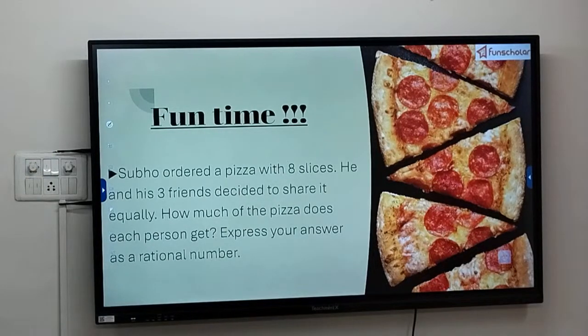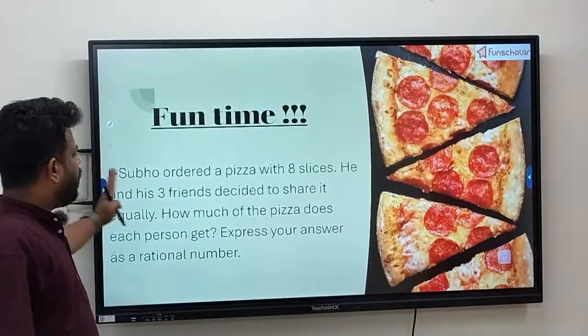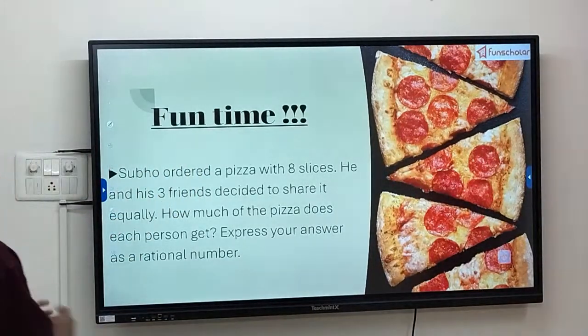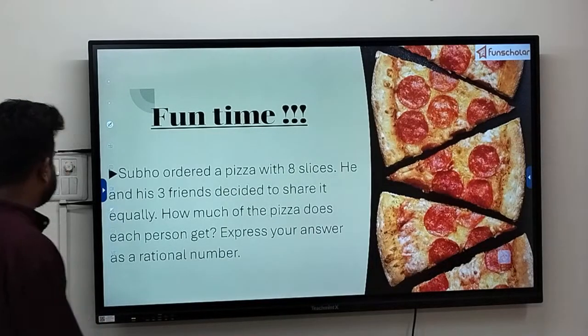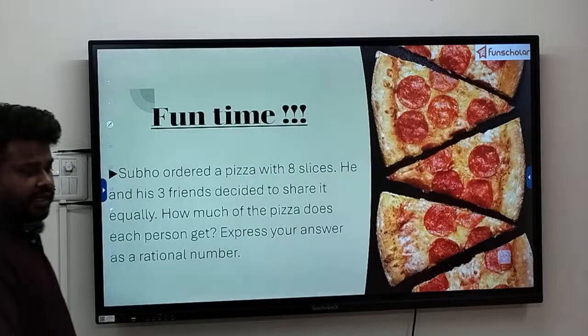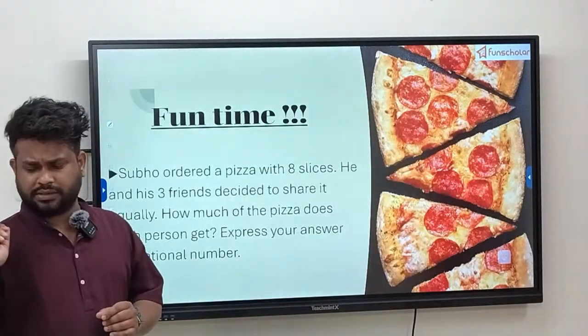Acha, it's fun time. Read the question or write it down, and keep it short. Don't need to write all the sentences. Shubho ordered a pizza with 8 slices. He and his 3 friends decided to share it equally. How much of the pizza does each person get? Express your answer as a rational number. Do it quickly. You don't need to write down the question, just write the answer.